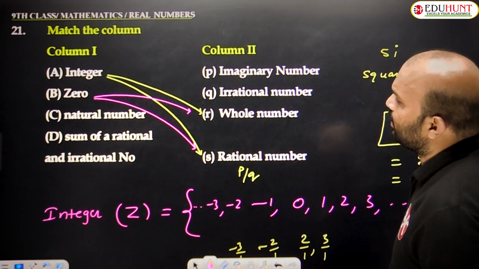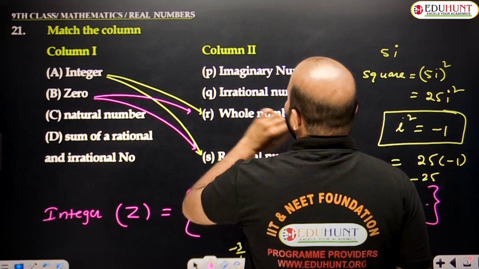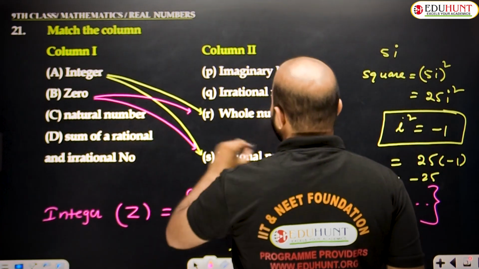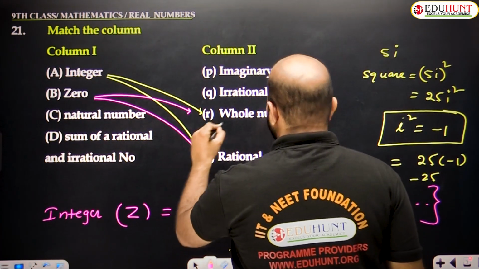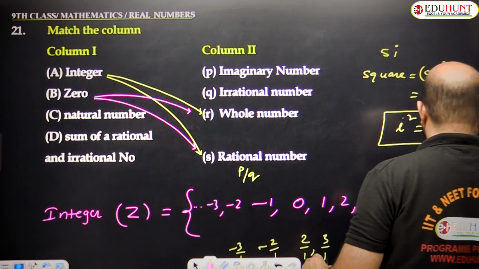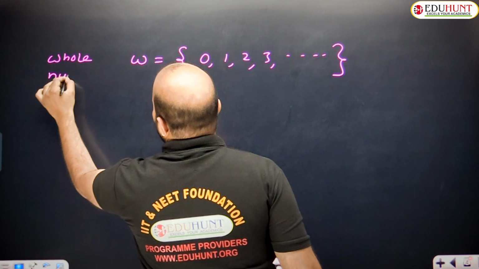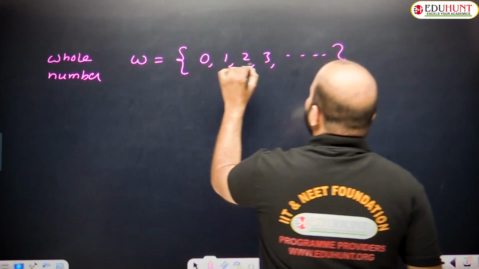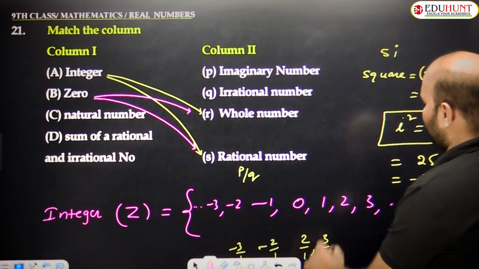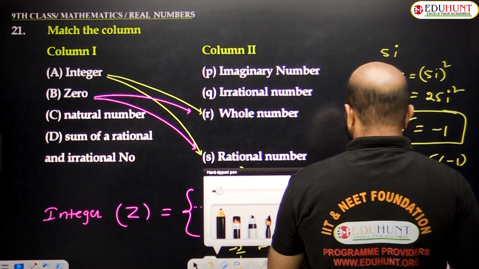Next, option C, column C, natural numbers. Natural numbers are not imaginary numbers and not irrational numbers. Natural numbers are whole numbers. Whole numbers can be represented as W, 0 and the set of all positive integers. Excluding 0, the remaining positive integers are called natural numbers. So natural numbers satisfy the whole number definition.